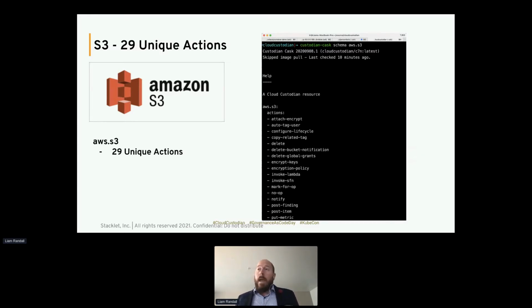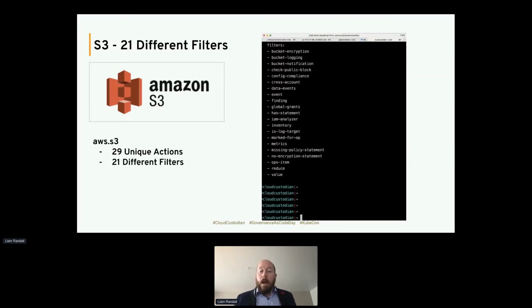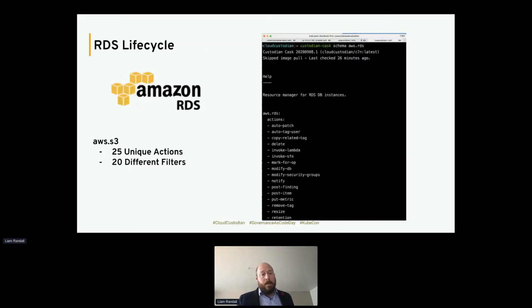So for example, with AWS S3, you have 29 unique actions that you can hook into in script land, leveraged and combined with 21 unique filters. So you have a real granularity on what you choose to integrate into and set up some sort of continuous compliance with, or some event mode policies. Now with RDS, just as a second example, you have 25 unique actions with 20 different filters. And then the filters and actions are different on a resource by resource basis, because resources have a different sort of operational life cycle. Some things can be created and are immutable. Other things can be created and updated and sort of have their own life cycle there.